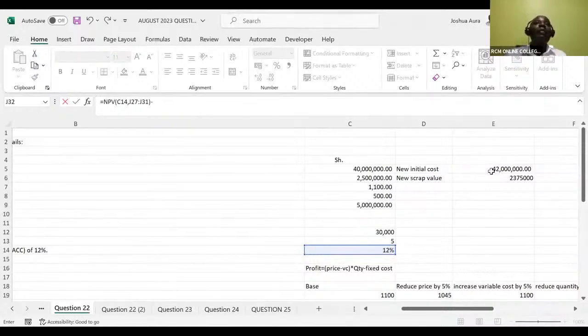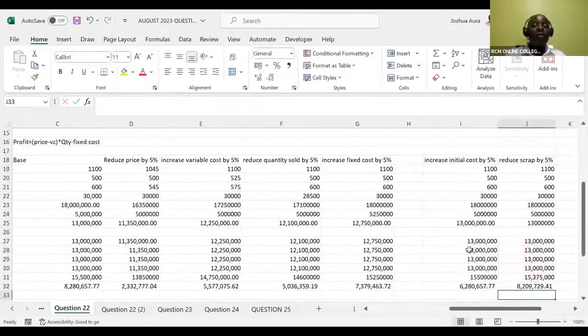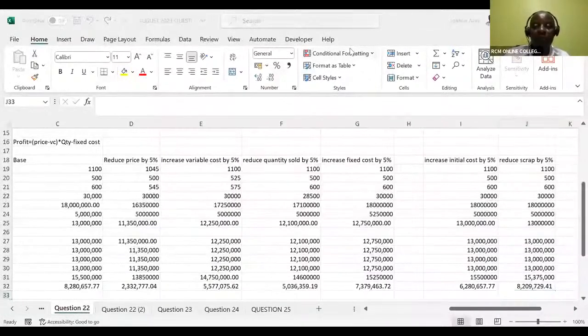You're right. If I'm doing scrap value sensitivity, it means that the initial cost will remain the 40. So here I have to go back to the base, 40 million, and then you say enter. Is there anybody who was able to get this 8209?